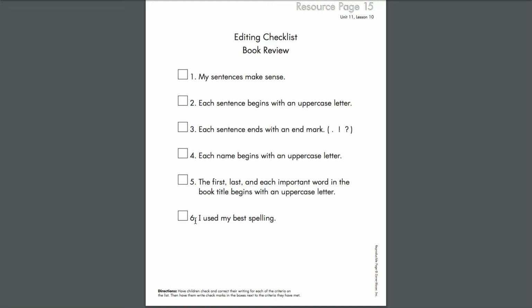And then number six, I used my best spelling. So check if you maybe spelled something wrong. And if you did, you could fix it. And then once you get those things nicely done, you could put a check mark. Here for I use my best spelling, you could have your parent or a sibling go over what you wrote and have them see if you spelled something wrong. If you didn't, that's amazing. You could put a check mark.